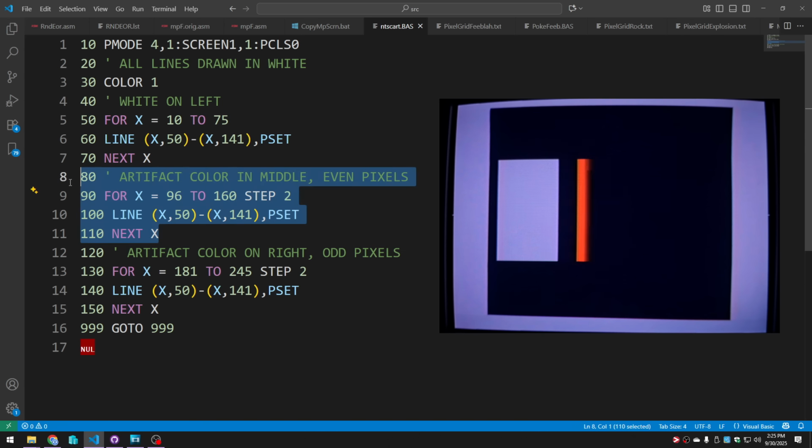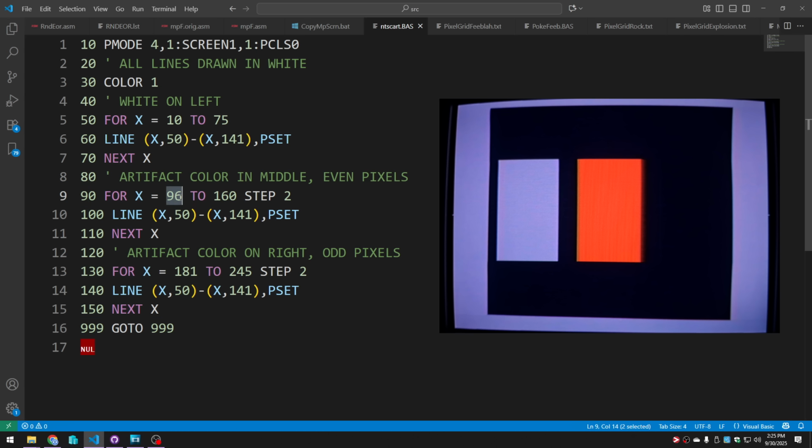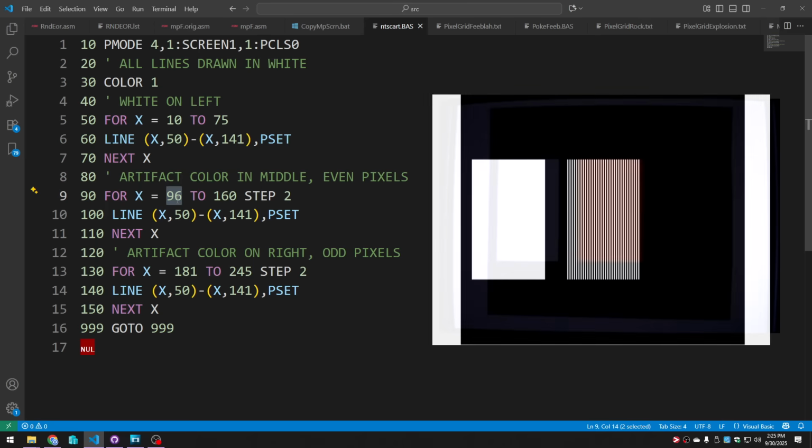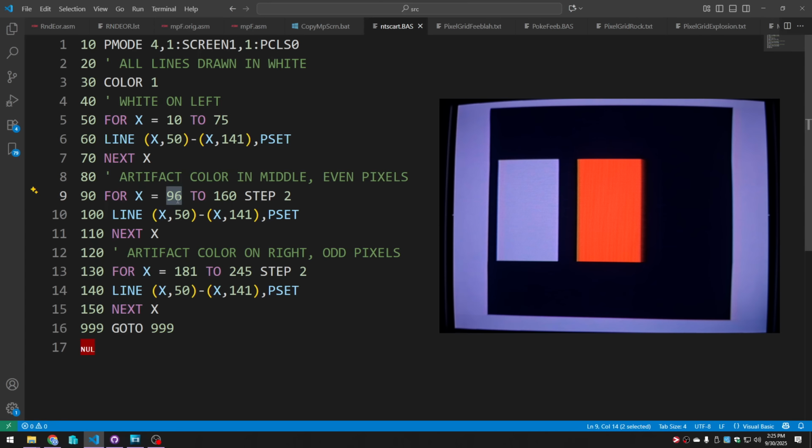The middle rectangle is over here, and it's basically the same thing. The x-coordinates are shifted over a bit so it'll show up in the middle, but this is the key. Step 2 makes sure that x goes up by 2 each time instead of by 1. And that means we're only going to be looking at even x-coordinates. We're going to start at 96, then go to 98, then go to 100, then 102. So we would expect to see zebra stripes. The black background mixed with these white vertical stripes. But instead, we get that red-orange color.